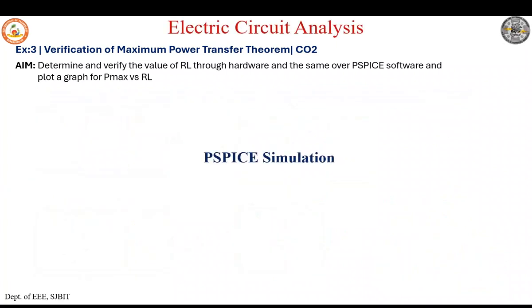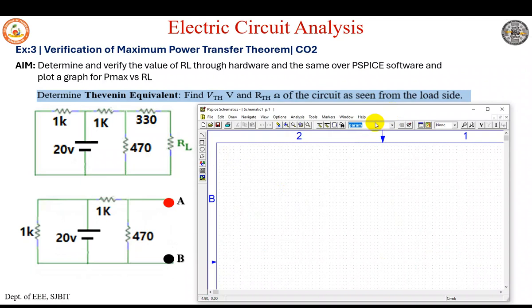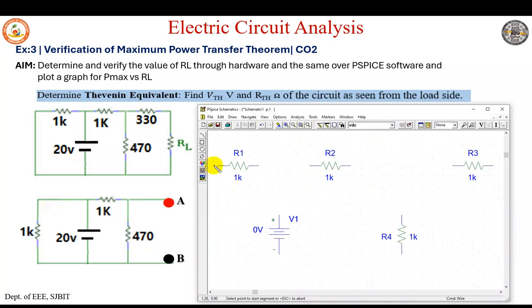So let's see the simulation over PSpice and verify our theoretical calculations. So first let us get all the parts. That is resistance, we need 3, 1, 2, 3, 4. Let us place them accordingly. And the part name for DC is VDC. Place your voltage source as it is, right? So now let us zoom in and let us connect. The keypad shortcut is Control W.